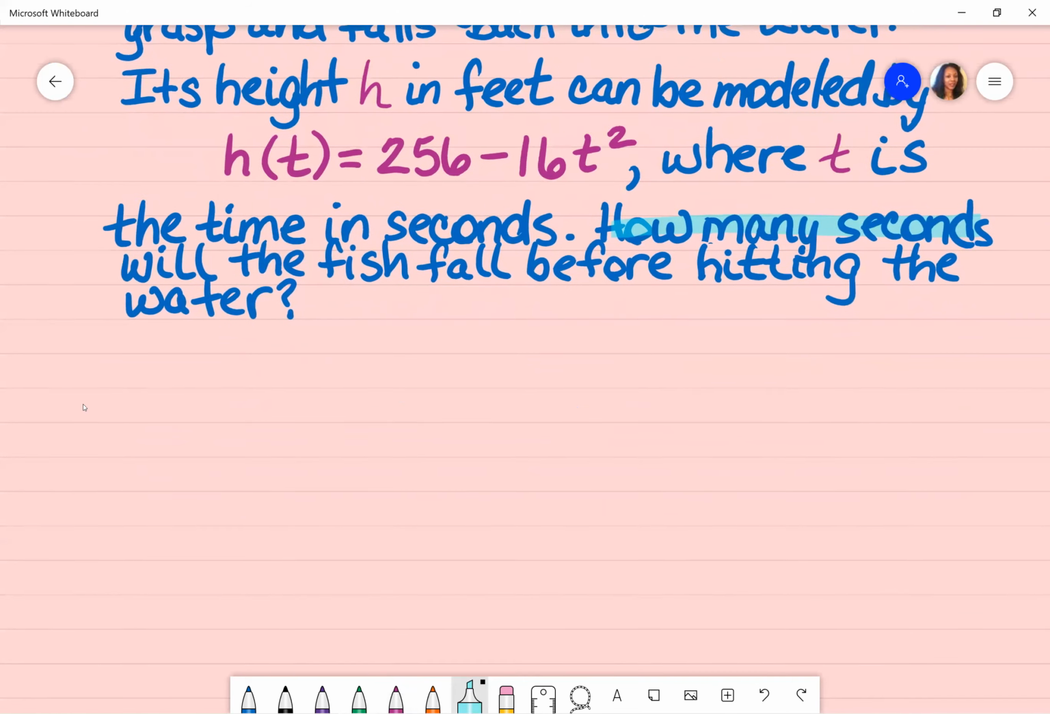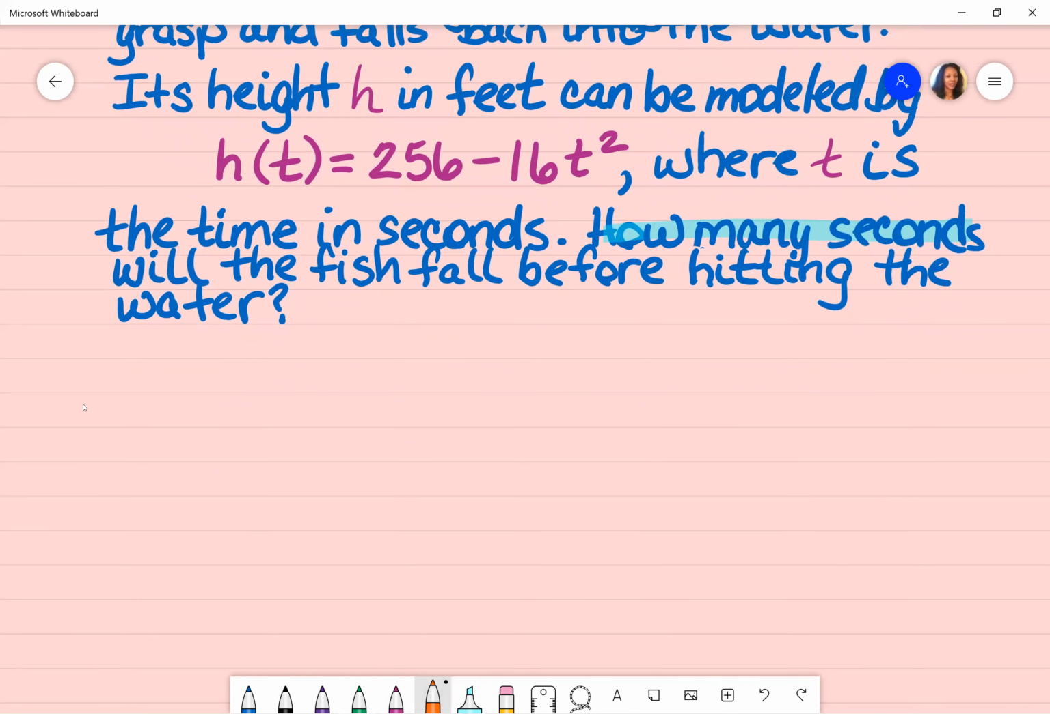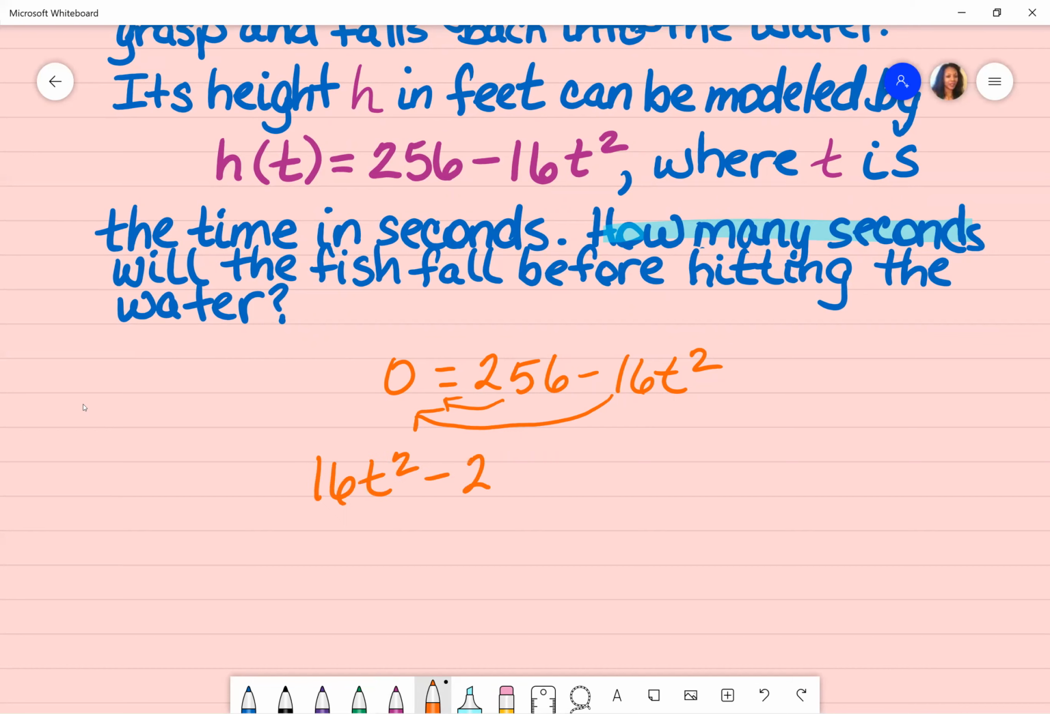So let's work with what we are given. We are already given that h of t, which we can actually replace with 0. That's what we're going to do, okay? 0 is 256 minus 16t squared. Why do we replace it with 0? Because we are solving. So since that t squared is negative, I'm going to move it over to the other side. And I'm also going to move that 256. When I do that, I have to change signs. So I now have 16t squared minus 256 is equal to 0.